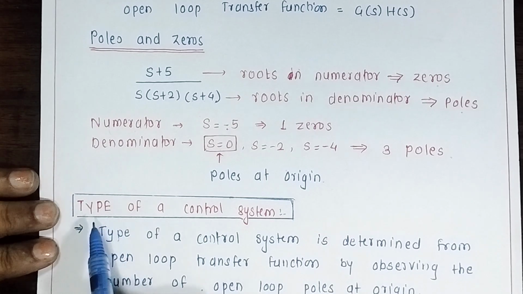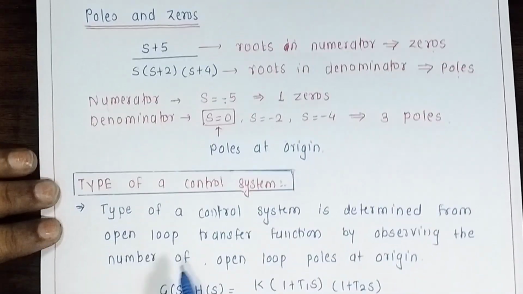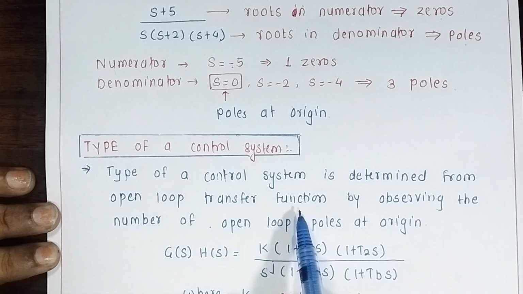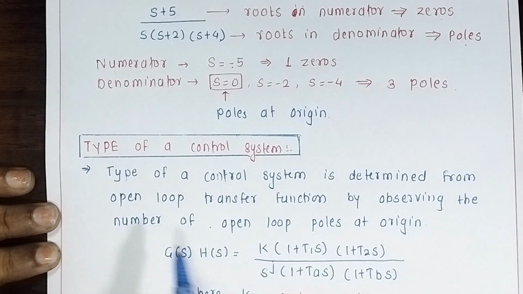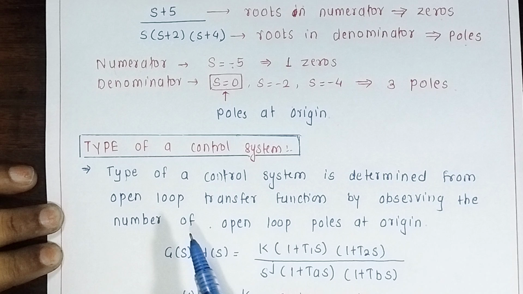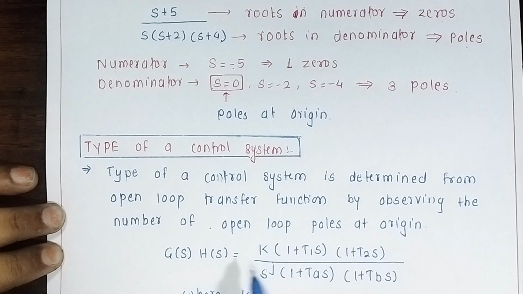Now, let us try to understand what is meant by the type of a control system. The type of a control system is determined from the open loop transfer function by observing the number of open loop poles at the origin. This is the definition of the type of the system, and here we will understand this with an example.